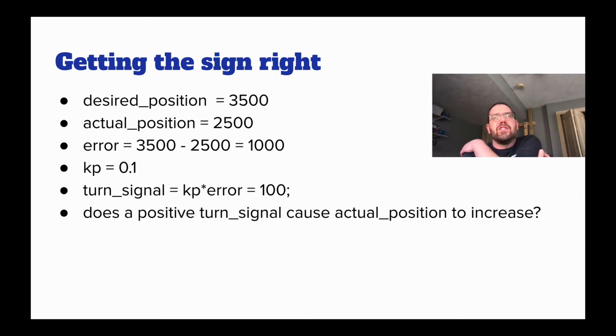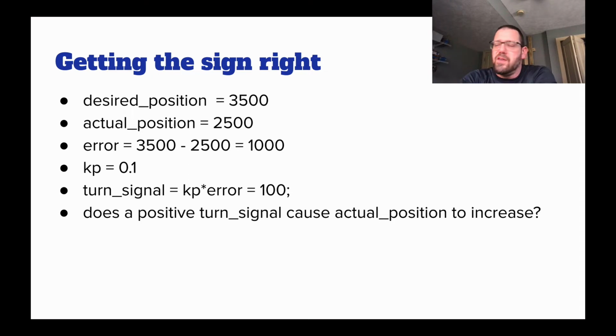Now, one of the big challenges that you'll face to try to get this thing started, and if you don't get this right, nothing is going to go right, is trying to get the sign right, the SIGN sign. So, for example, imagine that you happen to have a desired position of 3,500, and you did the measurement, and you're actually at 2,500, which means my error would be positive. And KP should hopefully be a positive number, otherwise things are going to get weird. So my turn signal would then be a positive 100. We talked about it having a range of plus or minus 500 if we're using a servo.